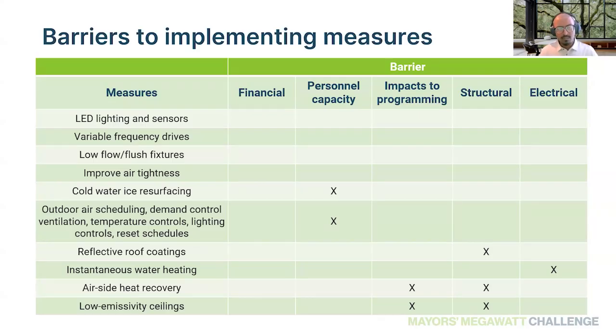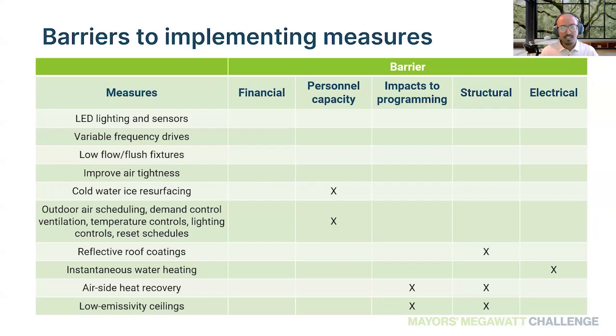So when we look at those same measures that Sean had described just a bit earlier, we look at some of the measures that have low to no barriers. LED lighting and sensors, you're really swapping out bulbs, or you're adding in sensors that might have Wi-Fi. You don't have to do too much wiring if you need to. Variable frequency drives, they're not that expensive. They don't really impact programming all too much. They're not going to be having too many structural or electrical issues.